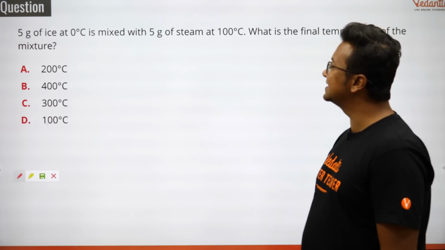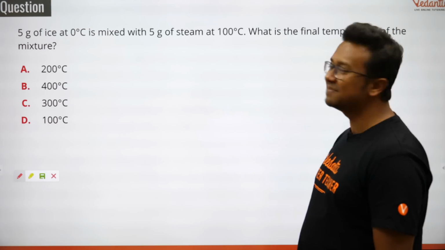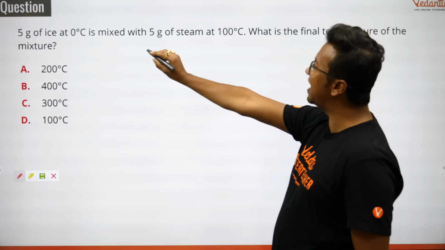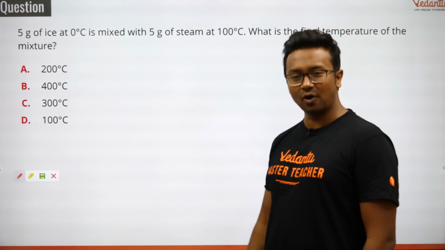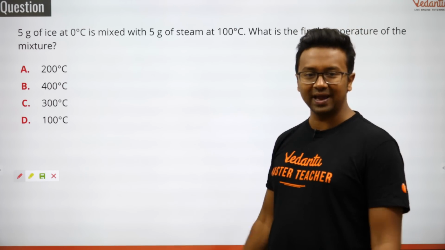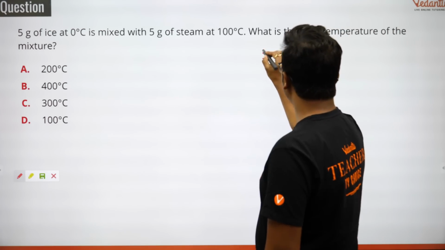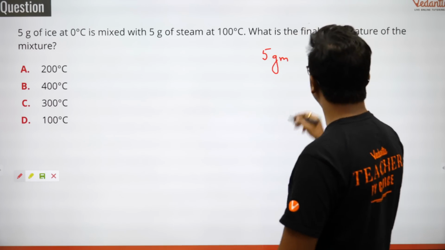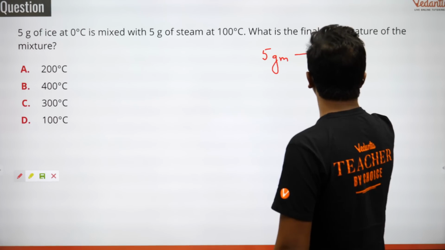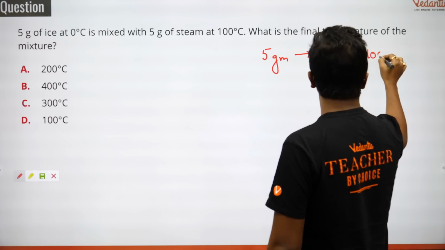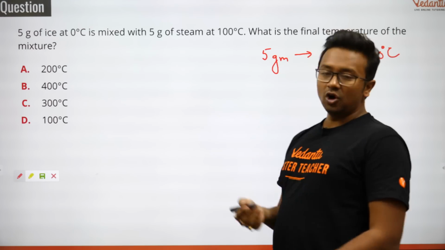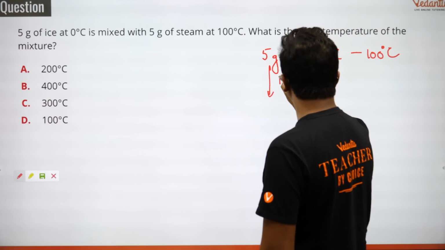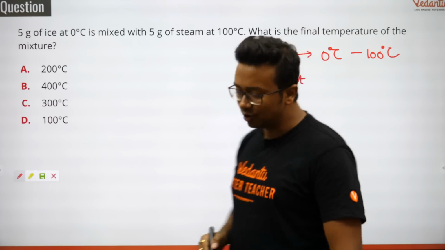Fine. 5 grams of ice at 0 degrees centigrade is mixed with 5 grams of steam at 100 degrees centigrade. All right. So 5 grams of ice, if I have to take it from 0 degree to 100 degree, what do I have to do? Shalu, Carnot cycle tomorrow. Okay. 5 grams from 0 degree centigrade to 100 degree centigrade. See, first of all, ice, I have to melt it, right? So in order to melt this much amount of ice, what do I need to do?